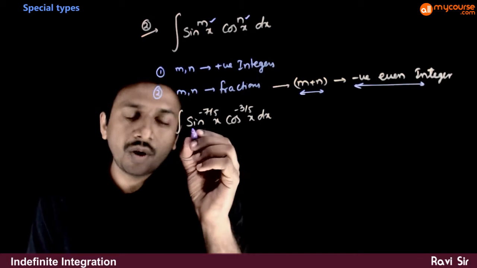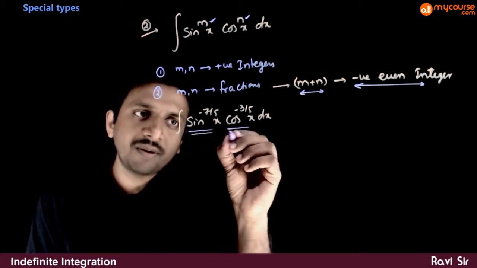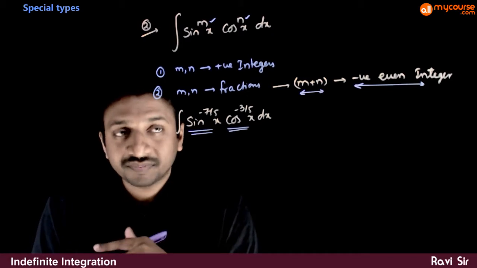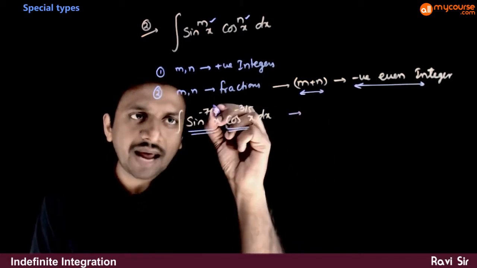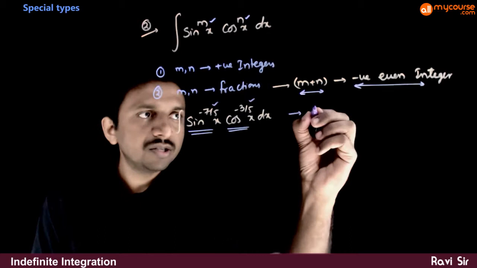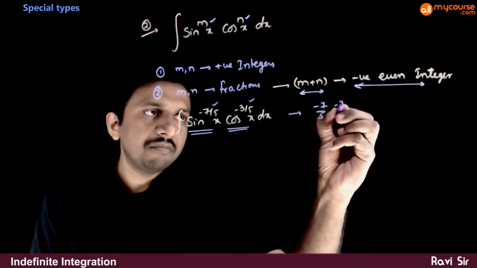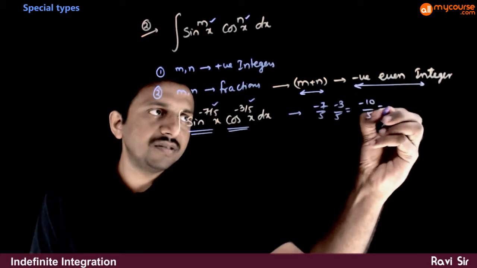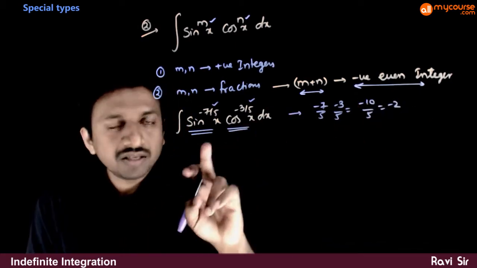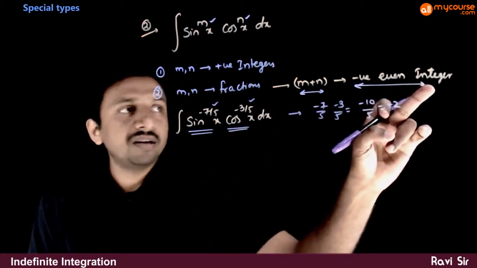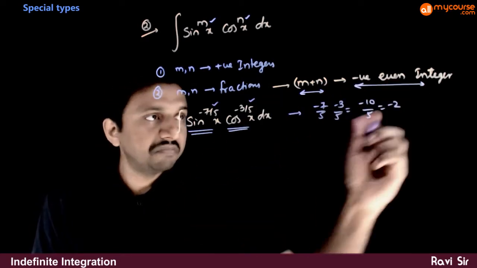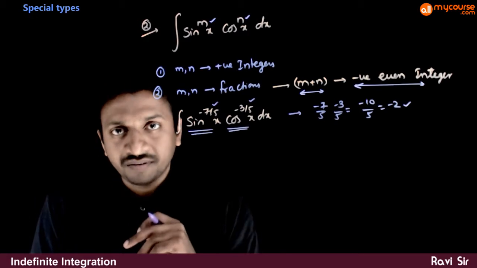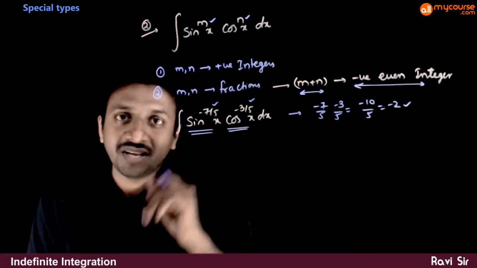For example, if you want to integrate sine power minus 7 by 5x into cos power minus 3 by 5x. So first you need to check by adding these two numbers. So minus 7 by 5 minus 3 by 5 is nothing but minus 10 by 5, which is equal to minus 2. So as you can see, this is a negative even integer. Now if m plus n is a negative even integer, this can be integrated very easily.